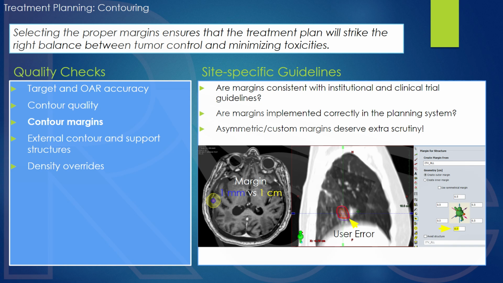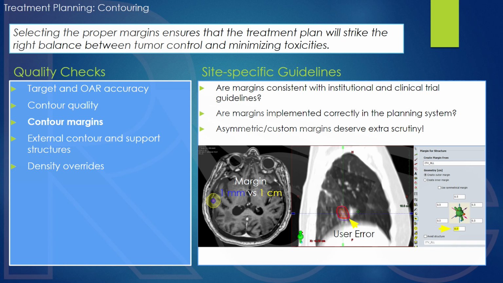So ask the questions. Are the margins consistent with institutional and clinical trial guidelines? Are the margins implemented correctly in the planning system? And if there are asymmetric or custom margins, then those really need extra scrutiny. Let me show you a couple of examples.